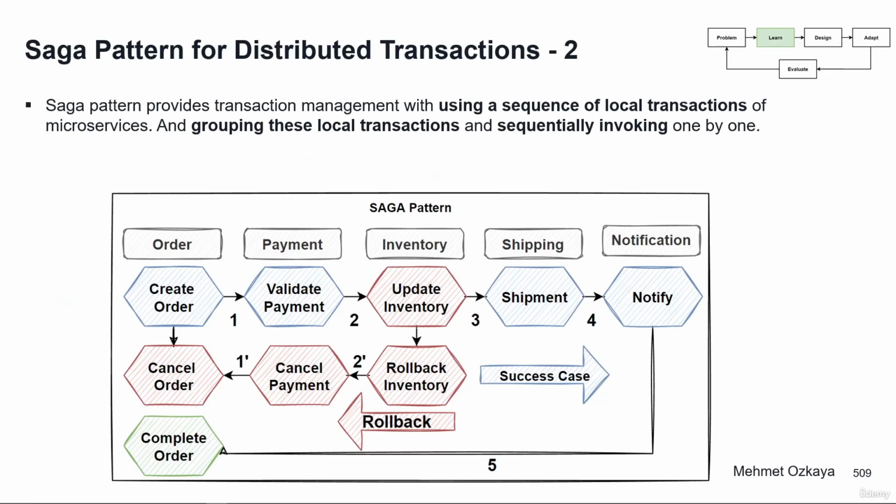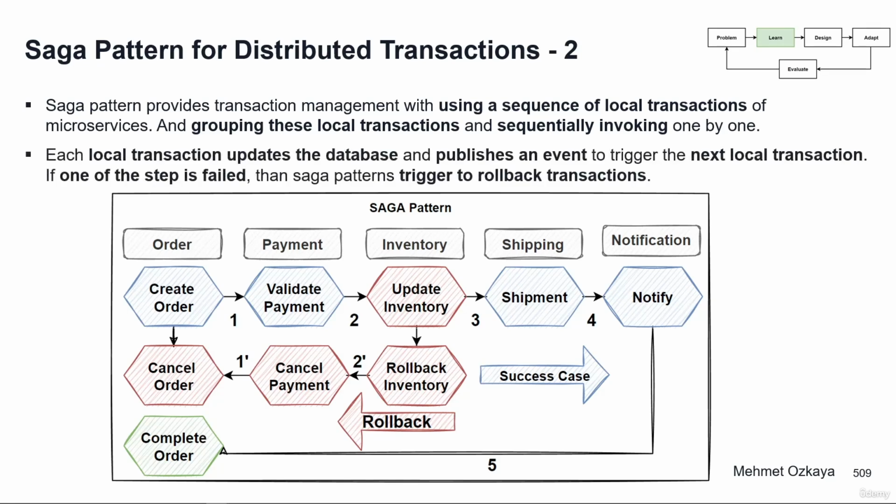The SAGA pattern provides transaction management using a sequence of local transactions of microservices. Every microservice has its own database and can manage local transactions in an atomic way with strong consistency. So the SAGA pattern groups these local transactions and invokes them sequentially, one by one. Each local transaction updates the database and publishes an event to trigger the next local transaction. If one of the steps fails, then the SAGA pattern triggers a rollback, which is a set of compensating transactions that roll back the changes on previous microservices and restore data consistency.